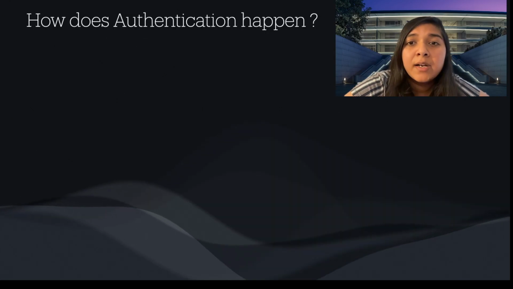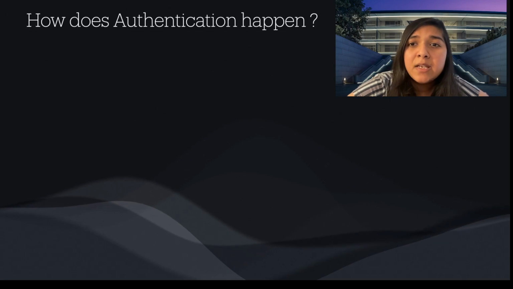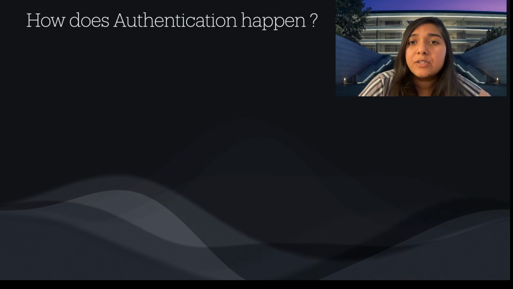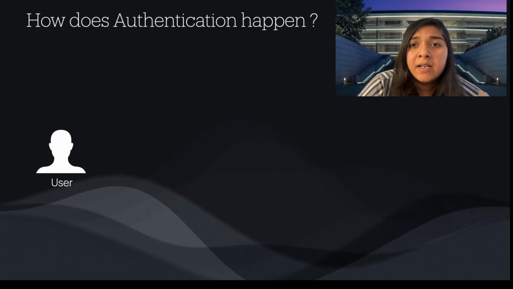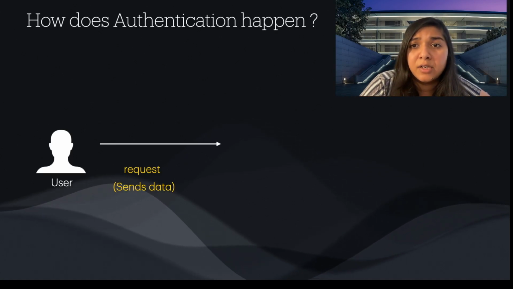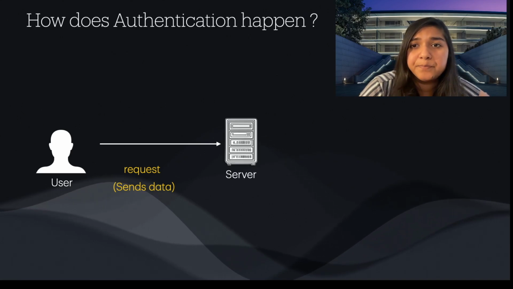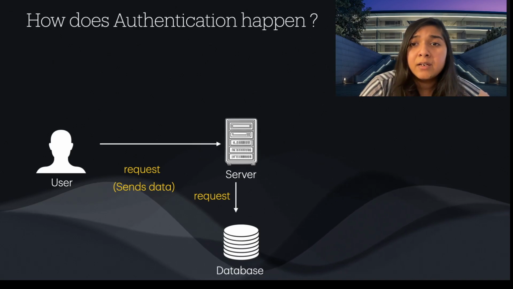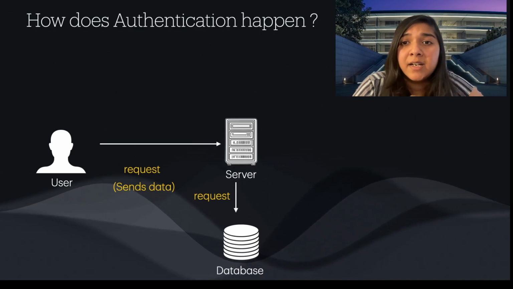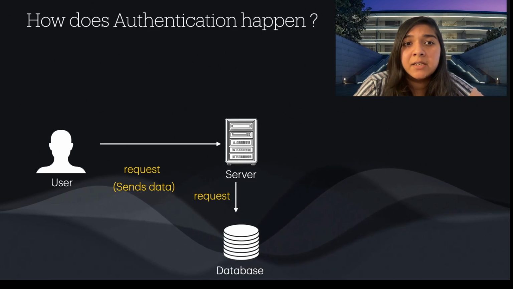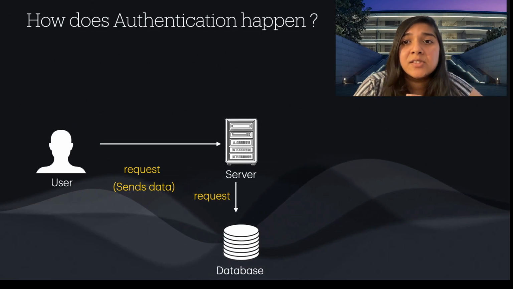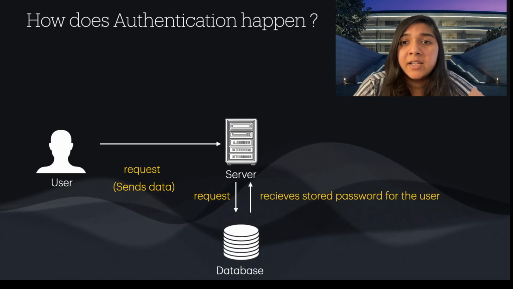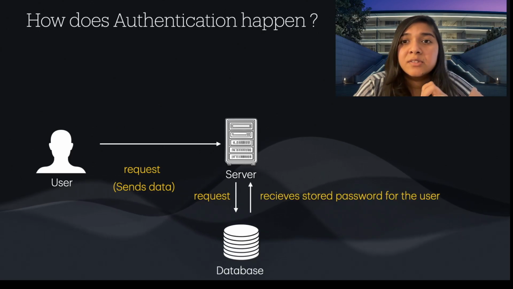So now let's look at a visual step-by-step diagram and see how authentication takes place when you try to log into a system. So you have a user, and then it sends a request, or it sends data to a server. Now that server will send a request to a database. Now what is this data and what is this request that is going into the database? So the user is sending its credentials so that it can log into a system. So the server is checking if the database has those credentials or not.